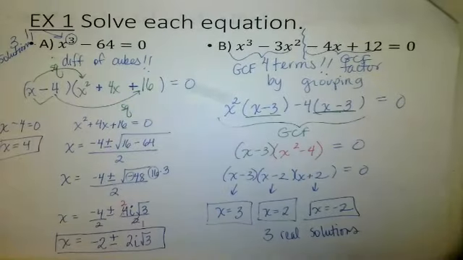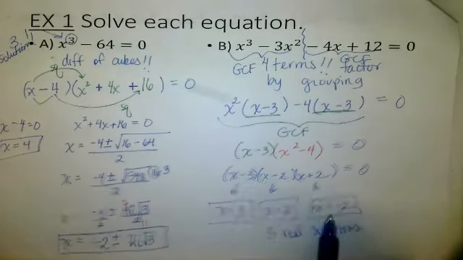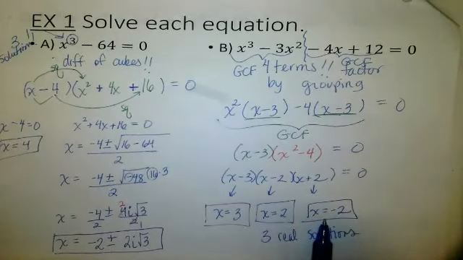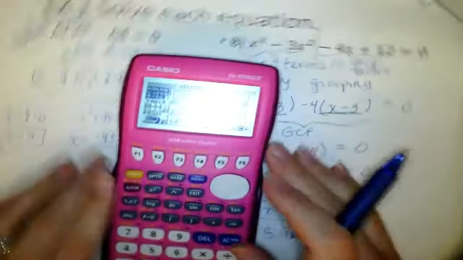Which one is not real? No, 3 real solutions, which means that I could see them all on my calculator. Imaginary ones we can't see on our calculator. So these you would be able to see on your calculator, and I just want to show you what it looks like because I think it's pretty cool.